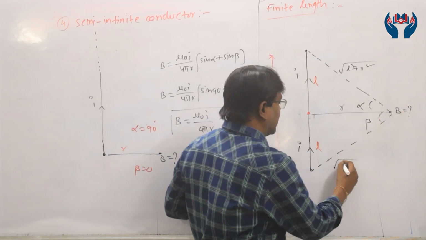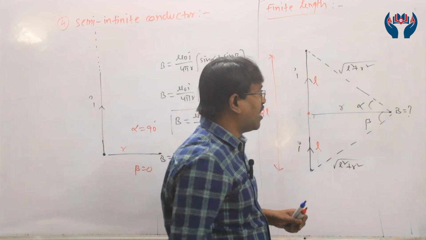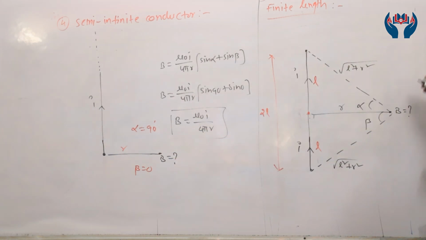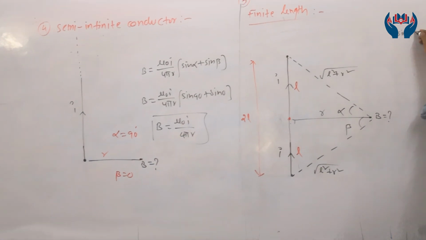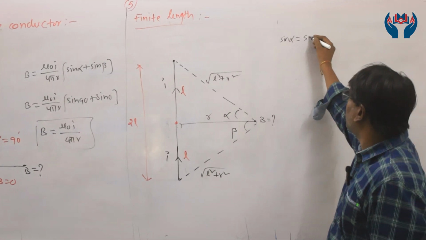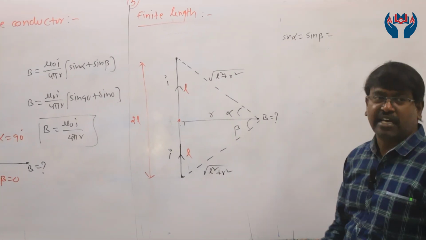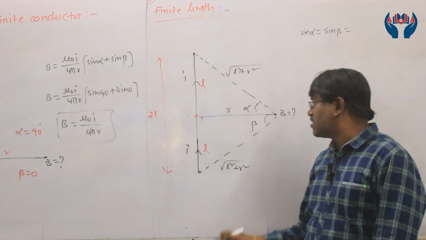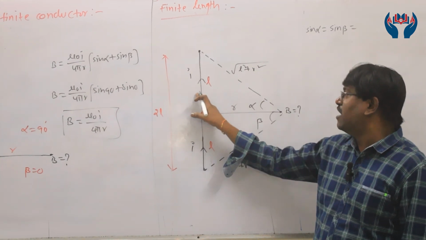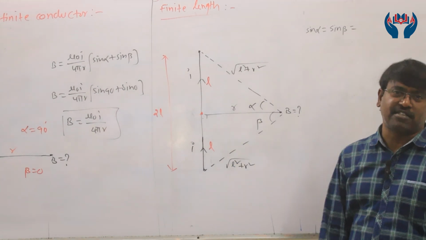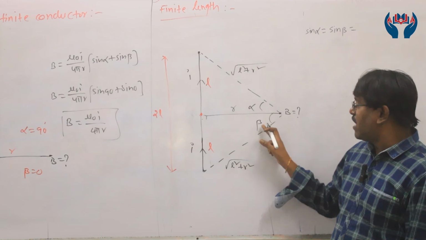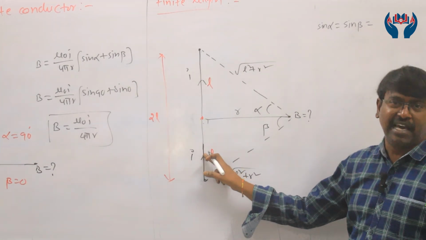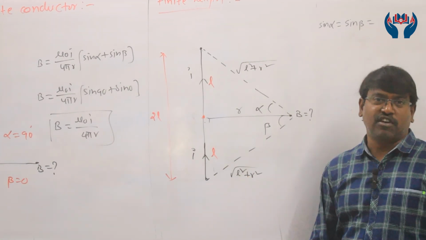This length is under root of L square plus r square. Now what are the sin alpha and sin beta values from this diagram? Both will get the same values. Sin means opposite by hypotenuse. For alpha, the opposite is here and the hypotenuse is under root of L square plus r square. For sin beta, the opposite is here, and the hypotenuse is under root of L square plus r square.